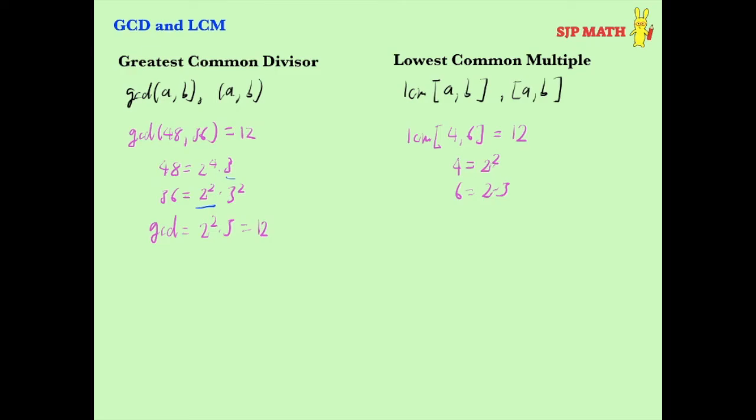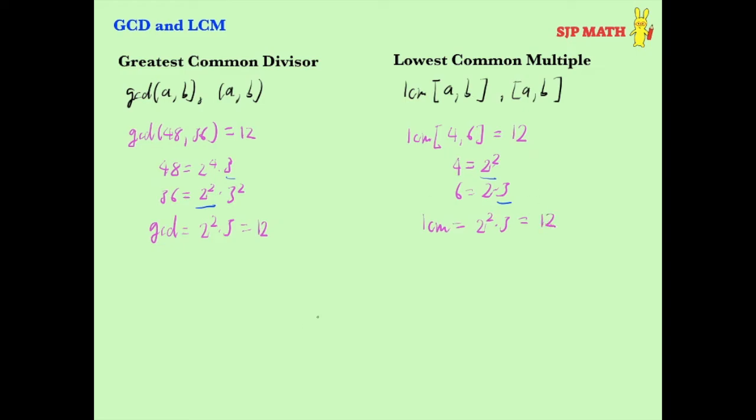So instead of finding the minimum exponent, this time we find the largest exponent of each prime factor. Here we have two 2's and one 2 here, so we take the two 2's. And here we have no 3's, but we have a 3 here, so we take the 3 as it is larger. So we're finding the lowest number that is a multiple of both 4 and 6. The LCM, therefore, is equal to 2 squared times 3, which is equal to 12, as we found before.